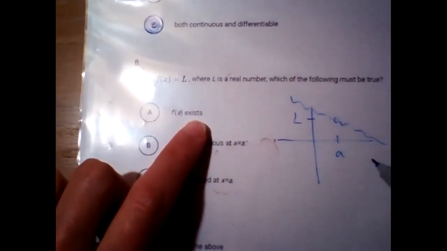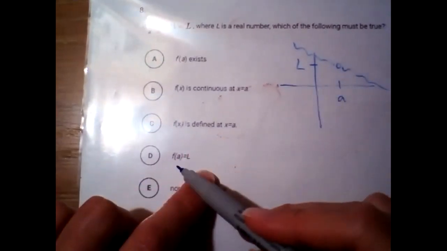F of A exists. Yeah, not necessarily. There could be a hole. F is continuous. Again, there could be a hole, so not necessarily. Function is defined there. Maybe not. F of A equals L? Well, maybe not. Maybe it equals something else. Maybe I have a point up here. So we get none of those.